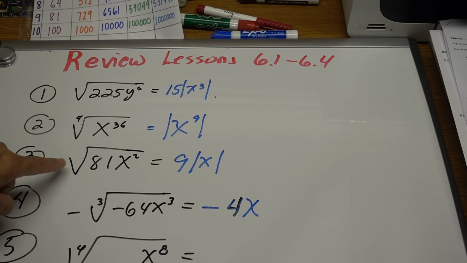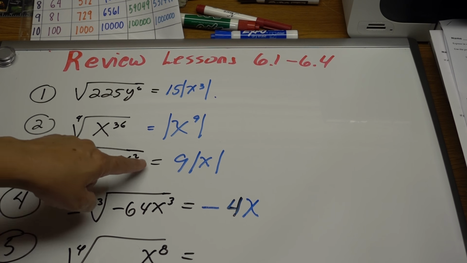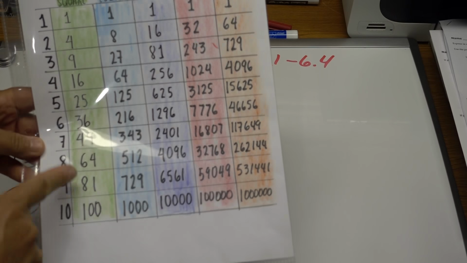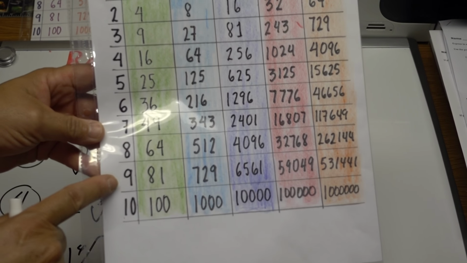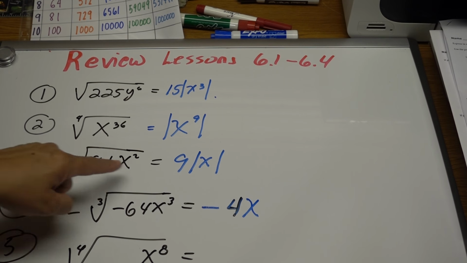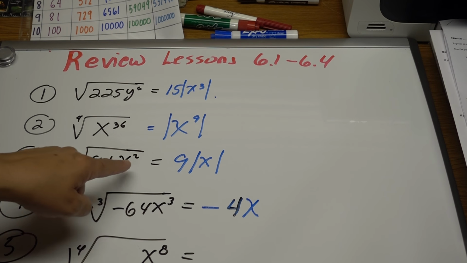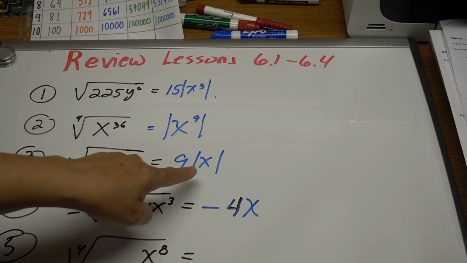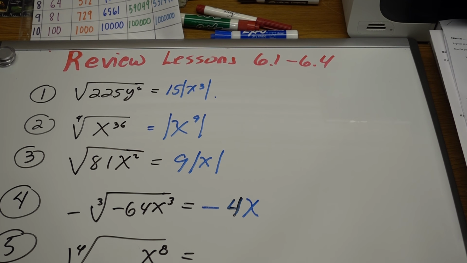Number 3, square root of 81 x to the 2nd power. 81 is a perfect square, it's right here. The square root of 81 is 9, so the answer is going to be 9. That's already positive. And the square root of x to the 2nd power is the absolute value of x, because we don't know if x is positive or negative.